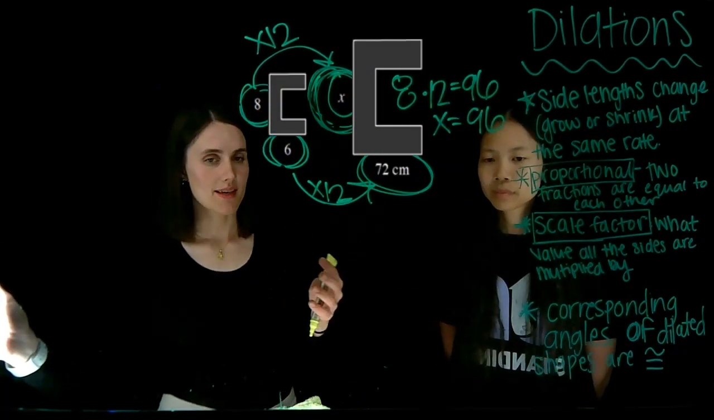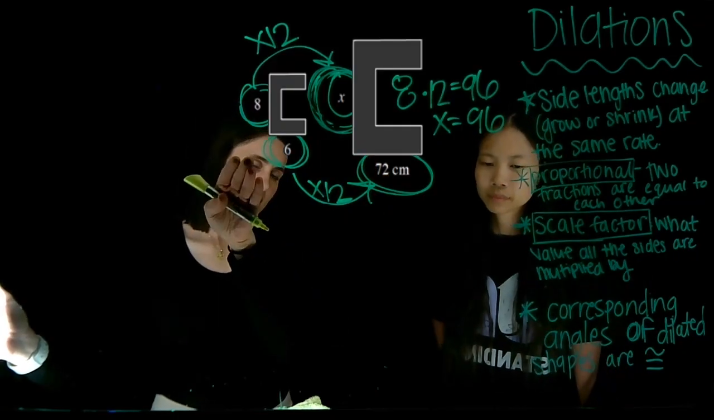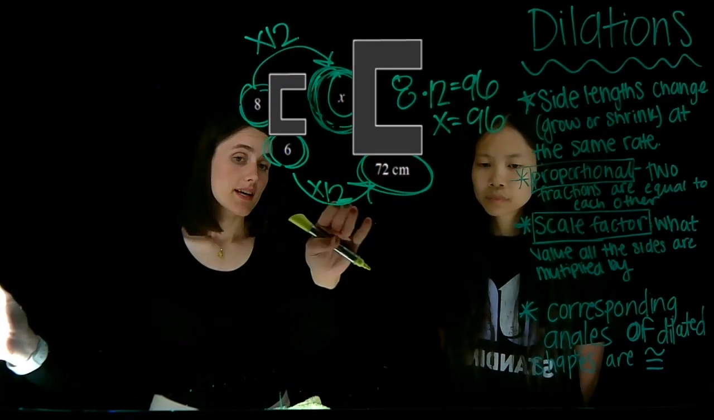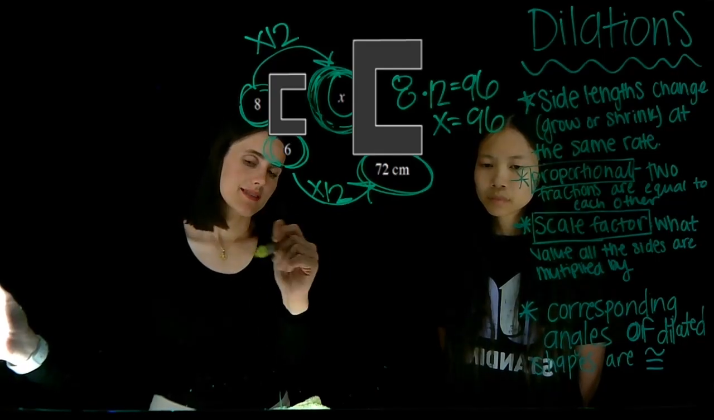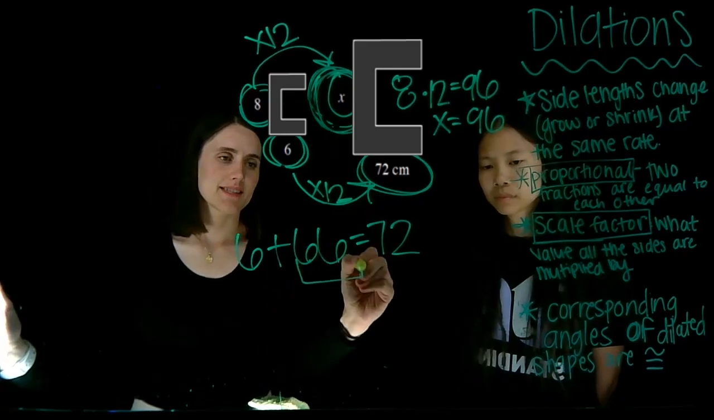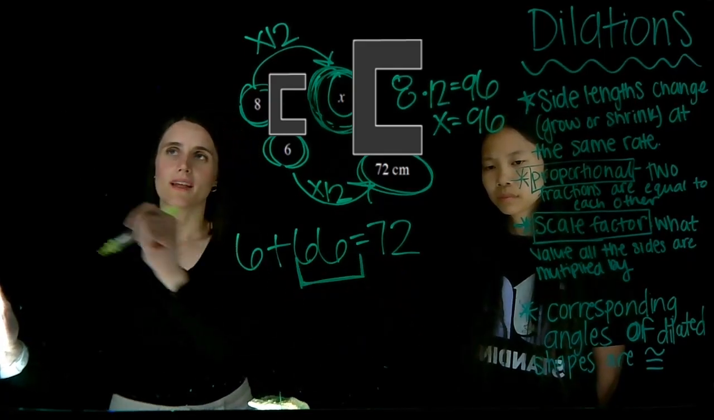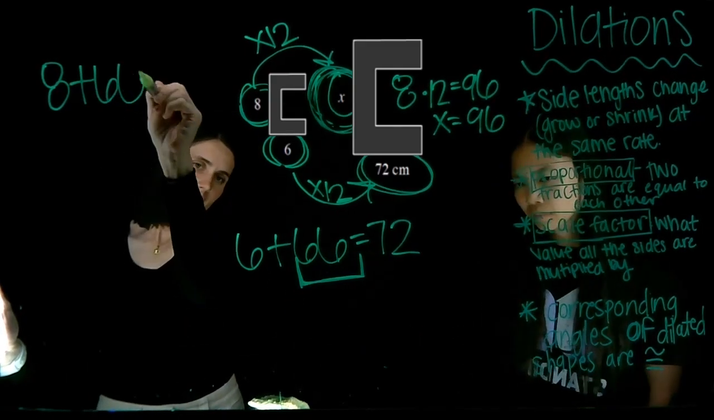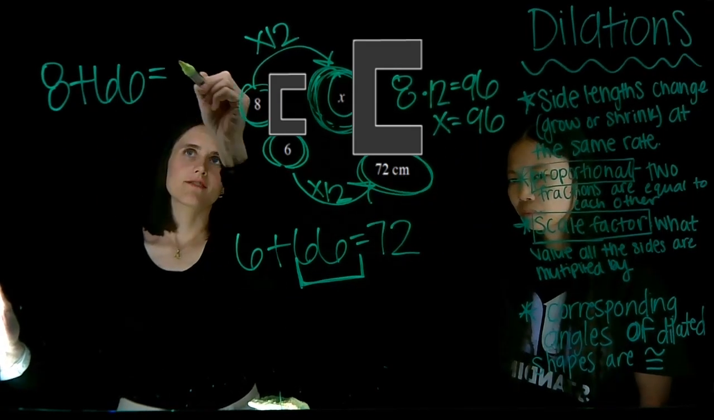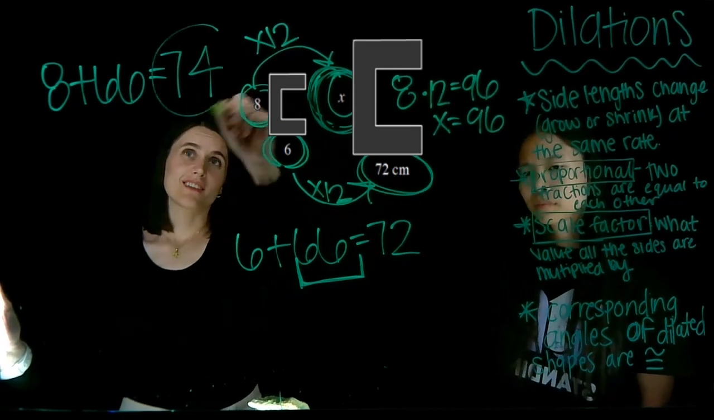A common misconception with dilations is if we look at a side length that we know and we're trying to figure out, well, how did 6 get to 72? We can see it's multiplied by 12, but another way 6 gets to 72 is if you add 66. If I added 66 to 6 to get 72, that means I have to add 66 to 8, and that should give me 96. But 8 plus 66 gives me 74. So that is not 96.